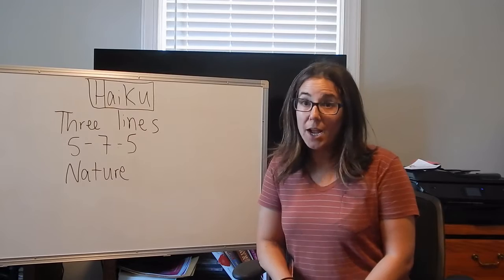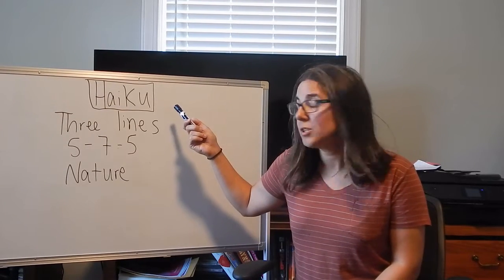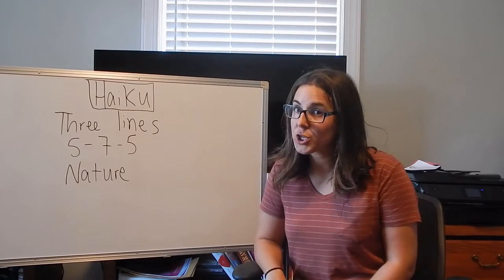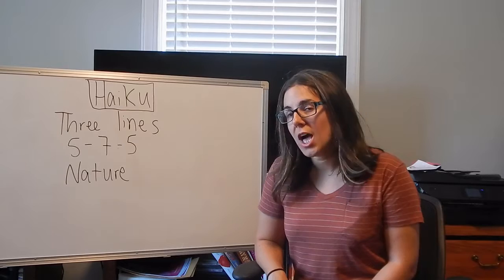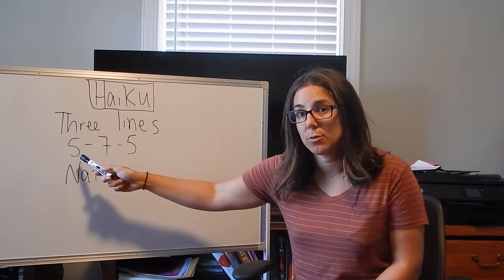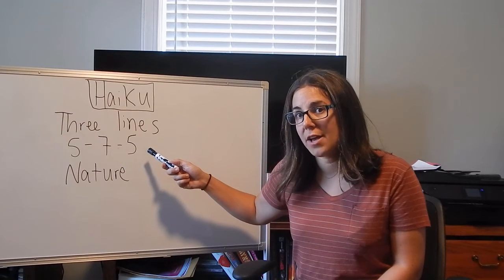Today we're going to learn about haikus. A haiku is a poem. It's a traditional Japanese poem that consists of 3 lines, so it's a very short poem. Each line has to have a certain number of syllables. The first line has 5 syllables, the second line has 7 syllables, and the third line has 5.